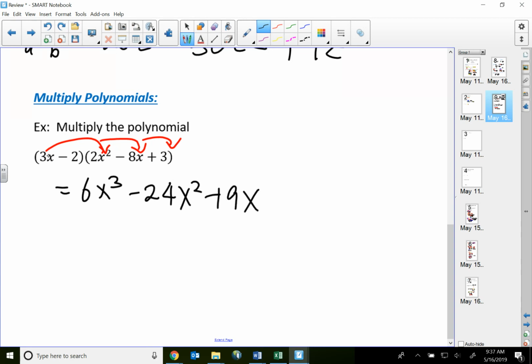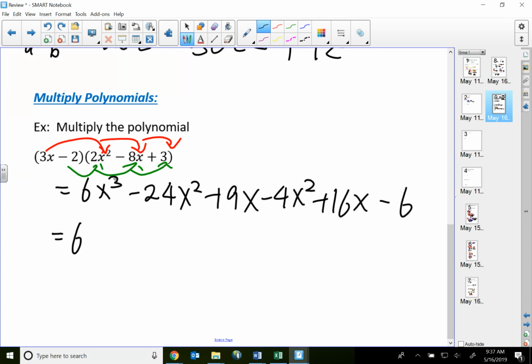All right, that's it for the 3x doing distribution. Now my negative 2 does a distribution. Negative 2 times 2x squared is negative 4x squared. Oops, sorry, I like to keep the same color. Negative 2 times negative 8x is positive 16x. And negative 2 times positive 3 is negative 6.